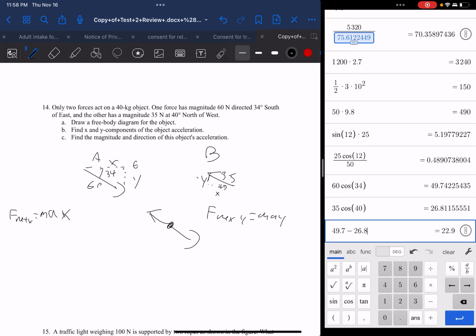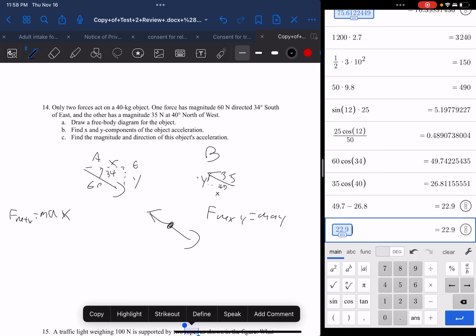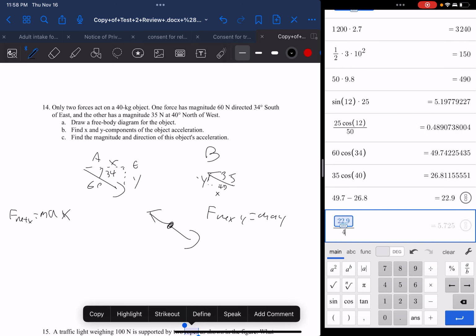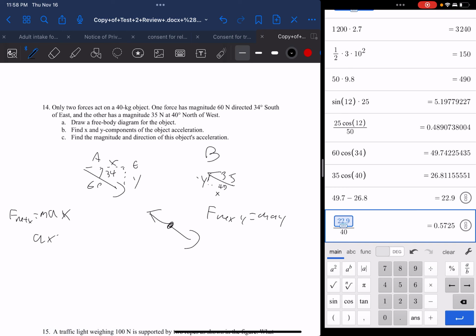We're going to divide by the mass to find ax. So that answer divided by 40 gives us an ax of 0.573.